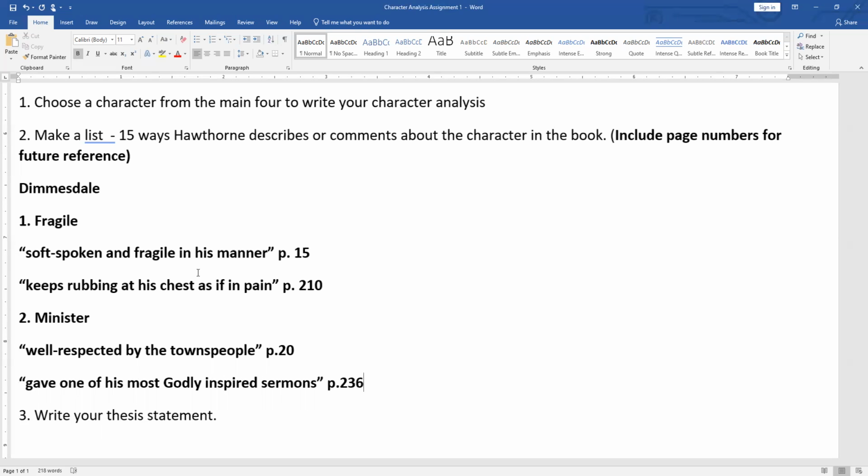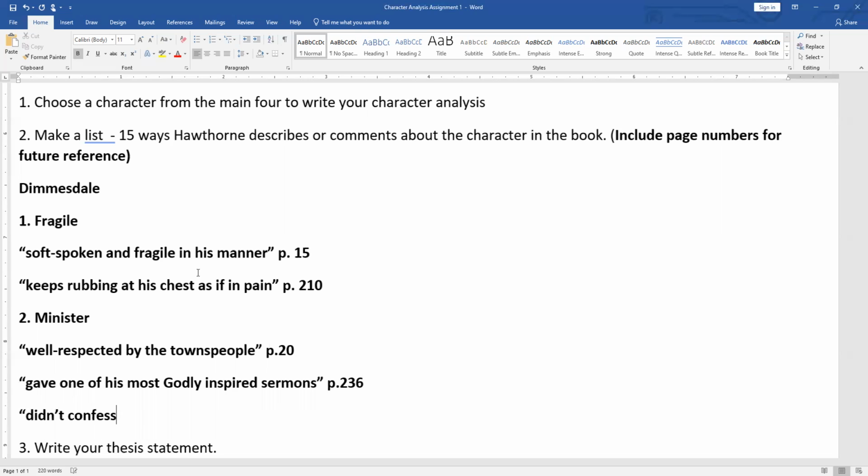And so think about how you're going to write this paper. So if you're writing about Dimsdale, again, the fact that he's a minister is important because he doesn't confess because of his position in the community. And so the fact that he's a minister is important. So you would also want to make sure you summarize why he didn't confess.